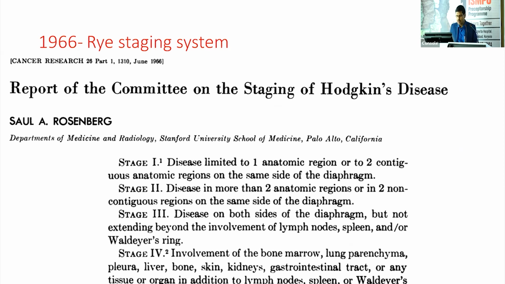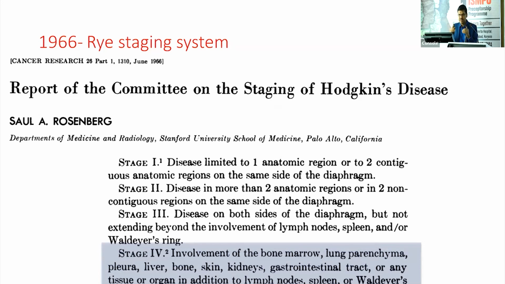Right. So stages 2 and 3 are largely what we see today. I would like to draw your attention to stage 4. This is interesting. Please believe this is an era of pre-functional imaging; pre-CT scan was available. At that time, any involvement of an extranodal site, read here, bone marrow, lung, liver, bone, skin, kidney, GIT, or any other tissue or organ in addition to lymph node used to be labeled as stage 4.